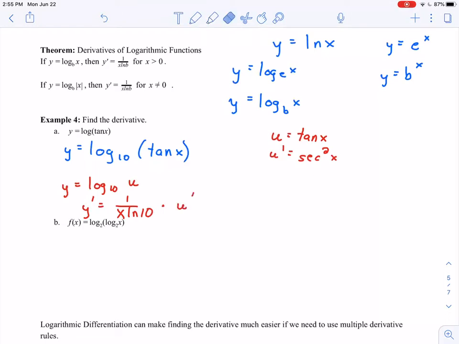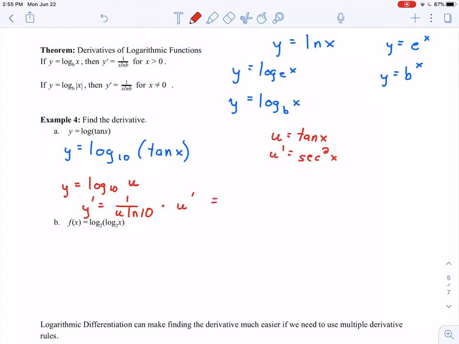And actually, I noticed one small mistake here. Notice right here I wrote x. I should have written u, because this is a function of u instead of x. So let me go ahead and fix that real quick. So I should have had u here. And then the last thing I'm going to do is take my u and my u prime and plug those back into my derivative function.